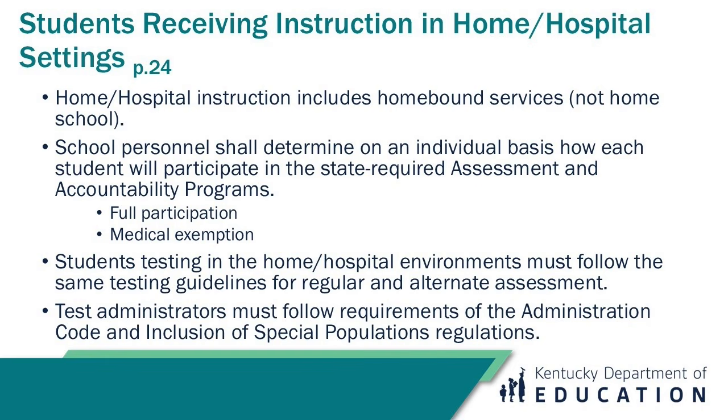Section 5 of the Inclusion of Special Populations Regulation focuses on students who receive services in a homebound or hospital setting. This information can be found on page 24 of the regulation document. This does not include students who have withdrawn to homeschool. School personnel shall determine on an individual basis how each student will participate. The student may participate fully, or the district may seek a medical exemption.